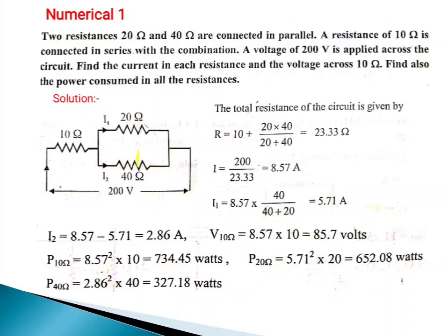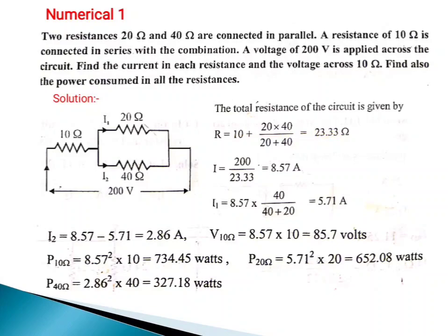See here, 20 ohm and 40 ohm are connected in parallel. So when two resistors are connected in parallel, how do you calculate the equivalent resistance? It is 20 into 40 divided by 20 plus 40, plus 10. So we calculated the equivalent resistance, that is we got 23.33 ohm.